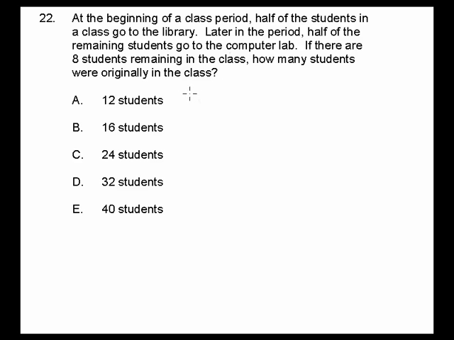So first of all, let's represent x as being the total number of students in the class. Okay, we're no longer working backwards, we're now working from the beginning of the class. So x is equal to the total number of students in the class. If x represents the total of the class, 1/2 of the total went to the library, which means 1/2 of the class remained. So we have 1/2 x.